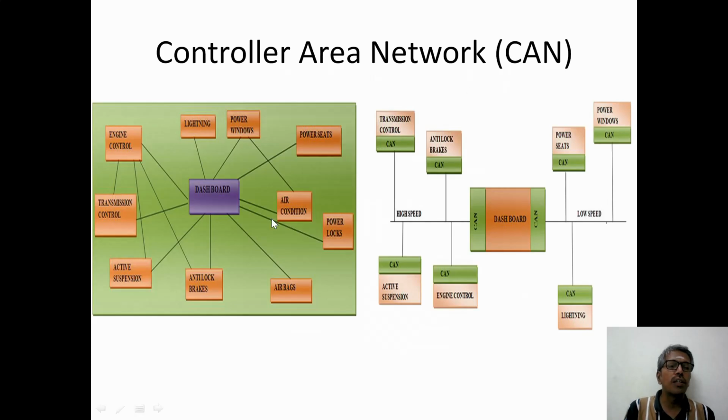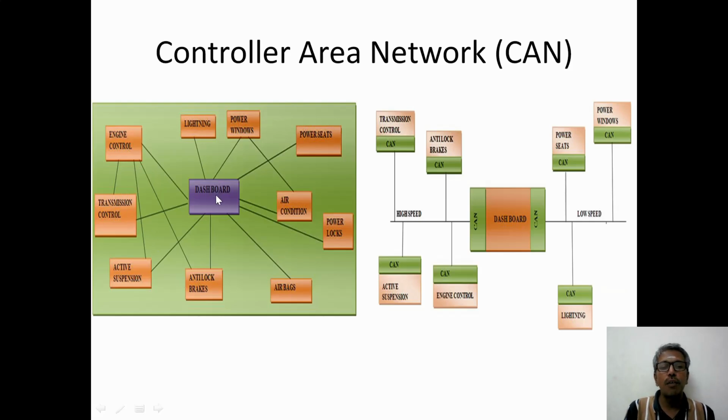We have a dashboard. The dashboard consists of all the controllers. It will indicate the lighting, power windows, and status of power seats, and it also indicates the engine control, transmission control, then active suspension, anti-lock brakes, and airbags, and the air conditioning and power locks. So these are all the electronically controlled devices nowadays, and they are all connected to the dashboard.